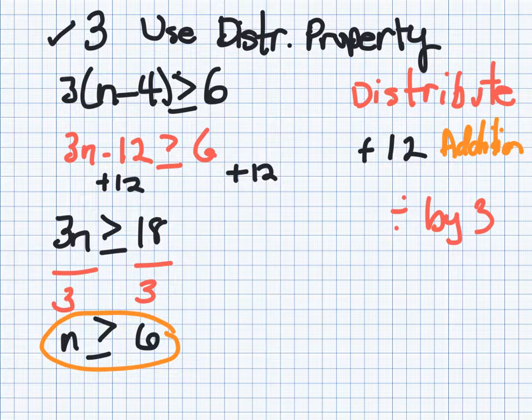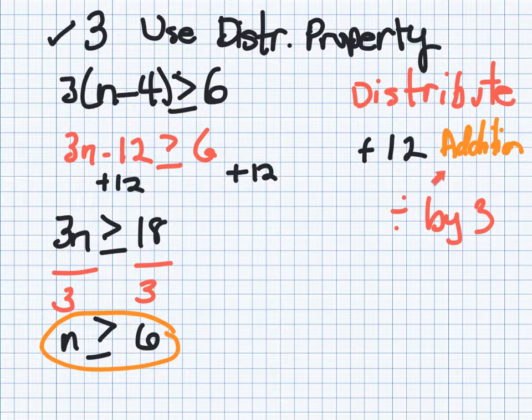So this is checkpoint 3. We're going to use the distributive property, and our original inequality is 3 times n minus 4 is greater than or equal to 6. We need to distribute this 3. So we have 3n minus 12 is greater than or equal to 6. And the next step we're going to do is to use addition. In this particular one, it's asking you to write down what the next step is and then to solve it. So if you have a problem like that in your homework, you have to write the word addition down.